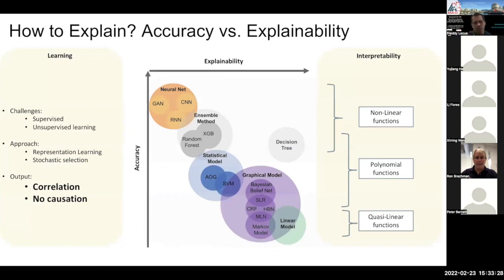I know it's a fixed picture, but the boundaries are not so clear. But that gives you an overview of where the different techniques for building models are, here particularly machine learning models, and you can see where they are situated in terms of accuracy and explainability.